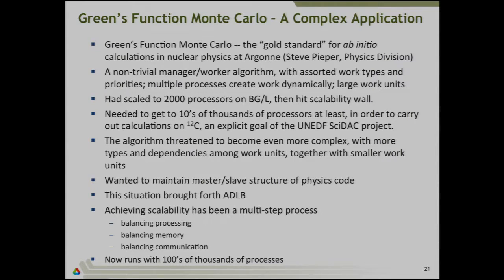When I got involved with this guy, it had scaled to about 2,000 processes on our Blue Gene, but he needed to get to tens of thousands of processes to get to the computation that he wanted to do, which was about carbon-12. And the algorithm needed to be greatly more parallel. That is, the work units that he was using had to be decomposed a lot, so there would be lots more work units, much more complex code. Load balancing would get totally out of hand. And so he and I started working together, and ADLB came into existence.